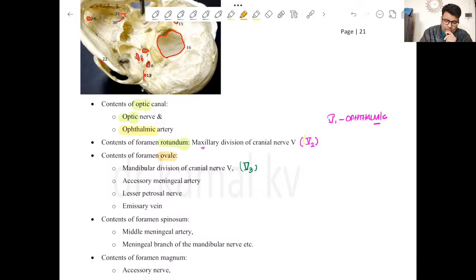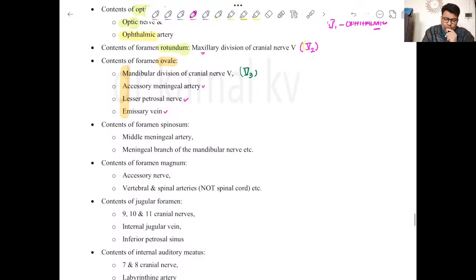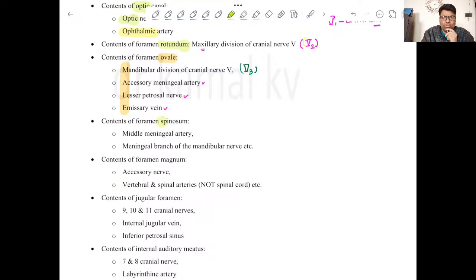So from foramen ovale you can remember the mnemonic MALE, M for mandibular division of cranial nerve 5, that is 5-3, accessory meningeal artery, lesser petrosal nerve, and emissary vein, which are actually the bridging veins. Foramen spinosum is a very small foramen, but it is very important clinically because it gives way for middle meningeal artery, and I think most of you must know that if it is injured, there is extradural hemorrhage.